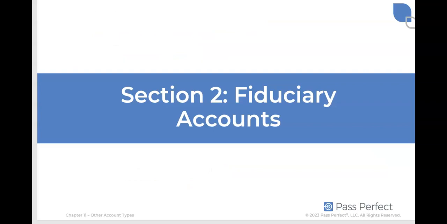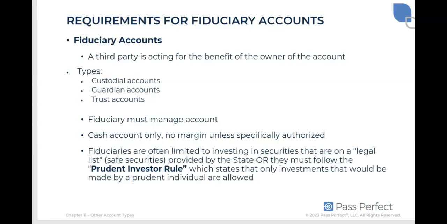All right. Other types of accounts are for fiduciaries. Now remember, fiduciary we talked about earlier, under Regulation Best Interest. A fiduciary standard is where a fiduciary is someone who's handling someone else's assets, and as a fiduciary must put that other person's interest ahead of their own at all times. So they're acting on behalf of someone else.